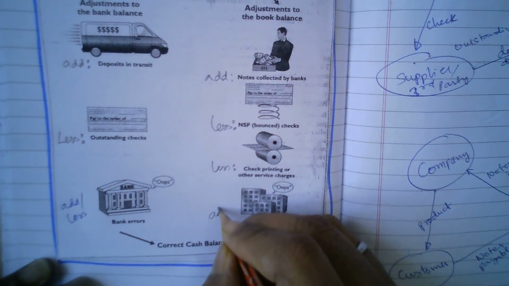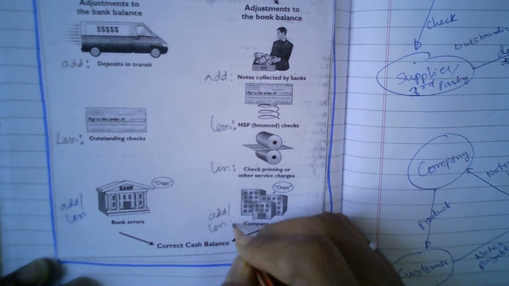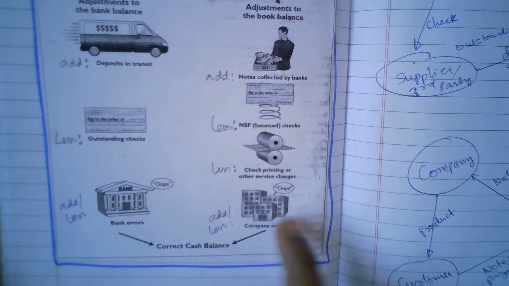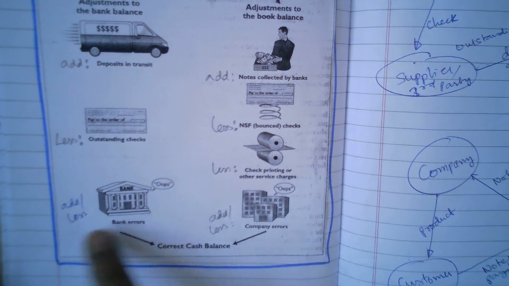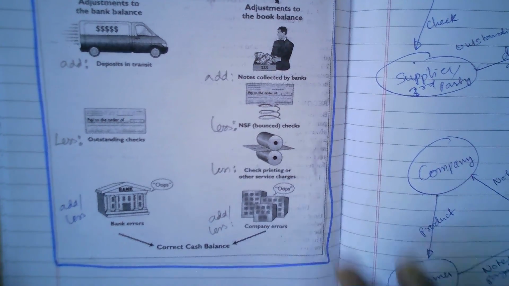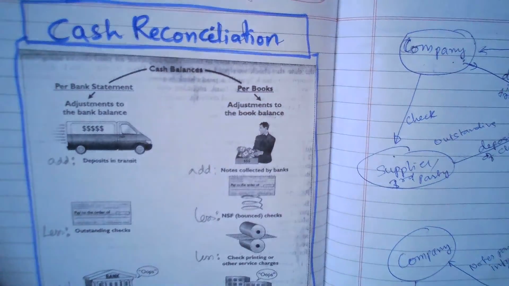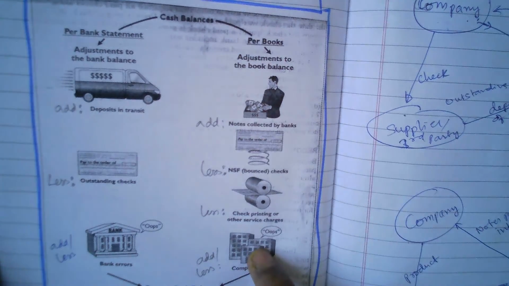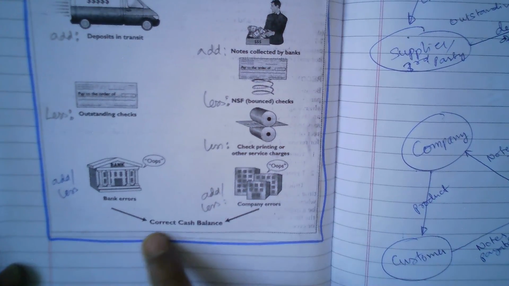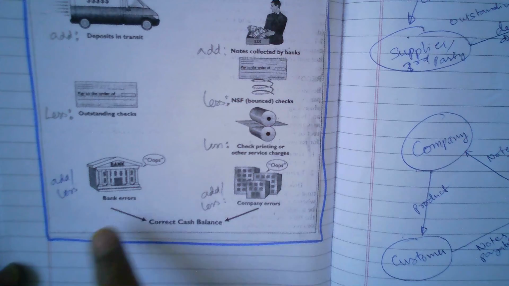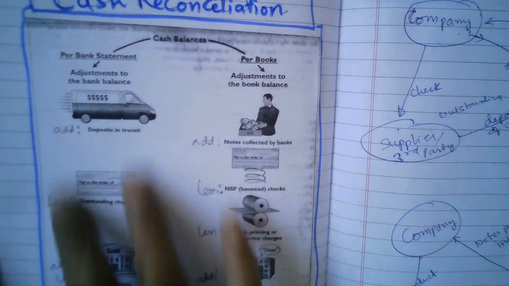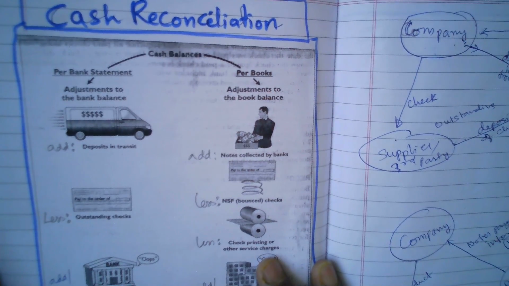Here we have to add or less the adjustment. Whoever makes the mistake has to do the correction. If the bank is making a mistake, the bank has to do the correction. If the company is making a mistake, the company has to do the correction. So this whole concept is called cash reconciliation. Once the left side steps and the right side steps are completed, the correct cash balance of both should match. The cash balance in the bank should match the cash balance of the company. So this is the whole reconciliation process.